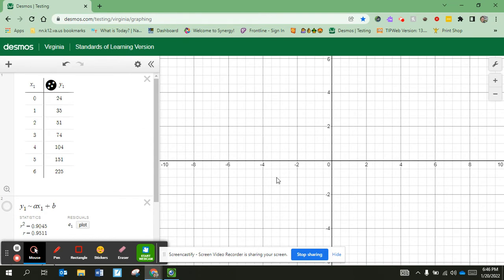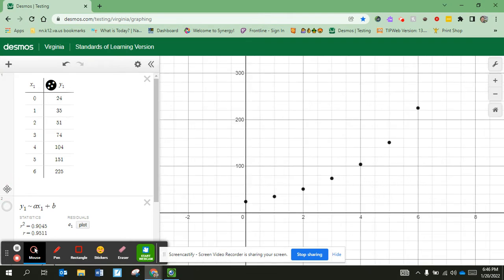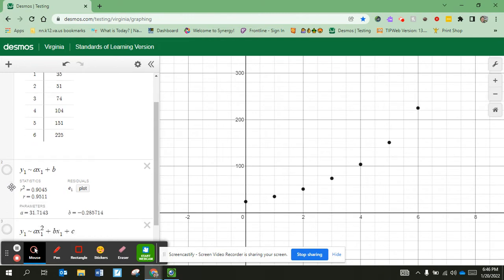You'll notice you can't see them on my graph. Well, you can't because y is 225. So if you can't see your points and you want to, click this little magnifying glass to zoom to fit. There they are. Now, it kind of looks linear, but it could be quadratic.